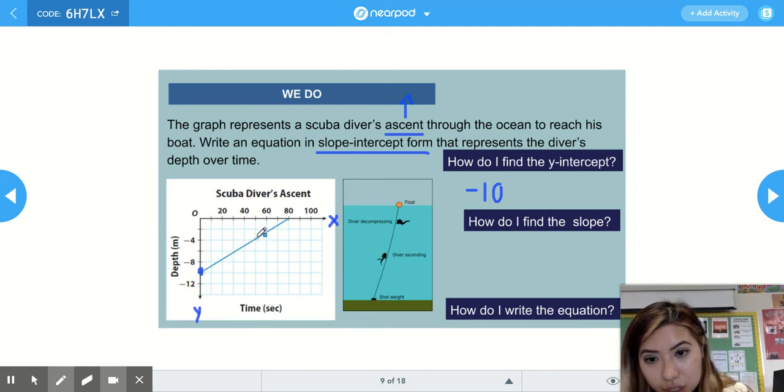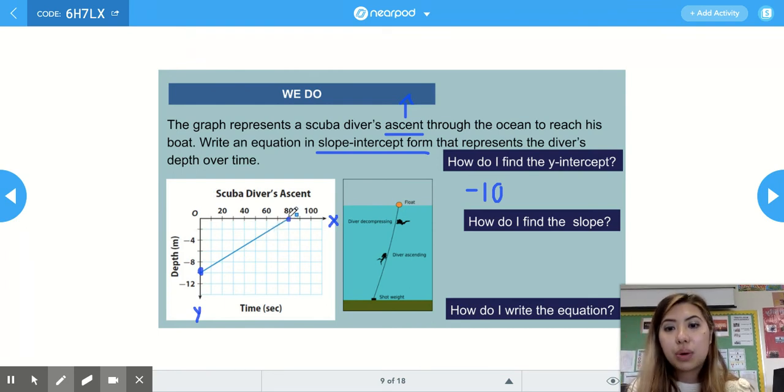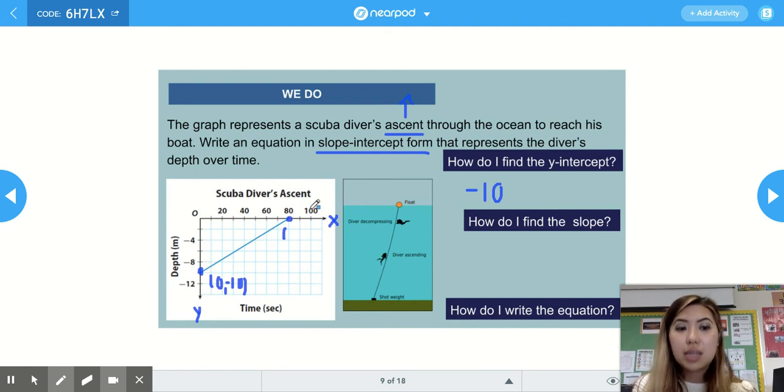This is not a good point. This is a good point right here. So the coordinate of this y-intercept is 0, -10. Y-intercepts will always have an x coordinate of 0. And then the coordinate of this point right here, which is our x-intercept, because it's the point at which the line crosses the x-axis, is 80, 0.